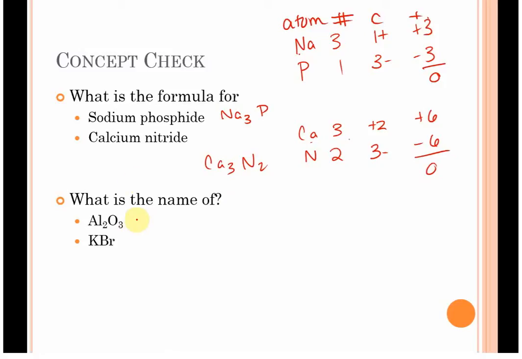What's the name here? We have group 1, 2, or 3 metal and a nonmetal. So we can just name it with the element name. So this is aluminum. Oxygen becomes oxide. KBr, K is potassium. Bromine becomes bromide. Just like that.